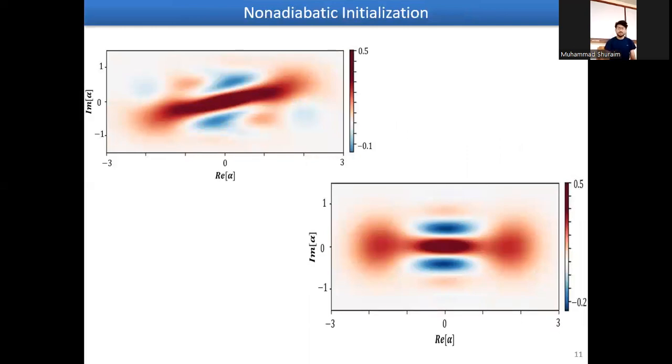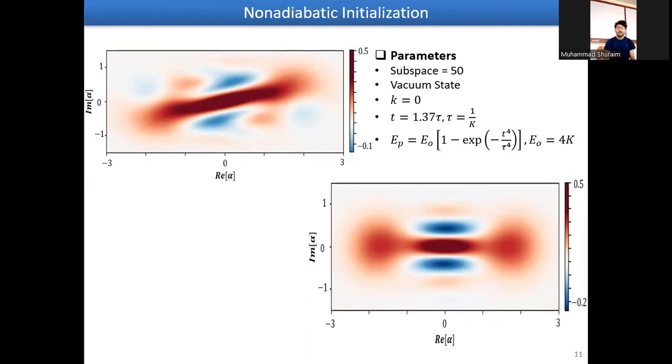And going beyond adiabatic initialization, there is a way to non-adiabatically initialize those cat states. Here we explored the mechanism of quantum transition diagram, which is presented by some authors. What we do is introduce a new Hamiltonian, which is a shortcut Hamiltonian. We initialize those cat states and try to achieve it in a minimum time.